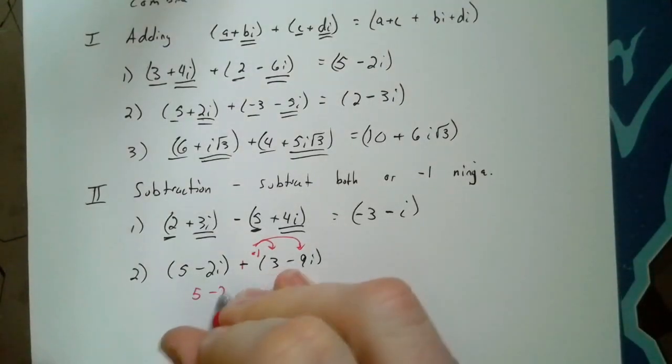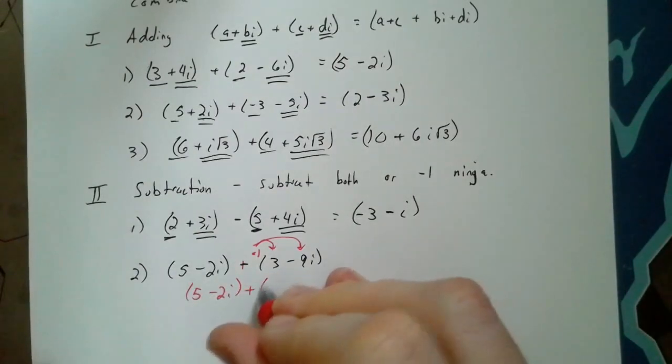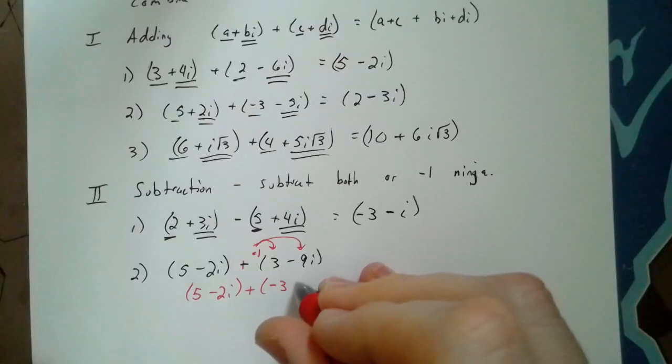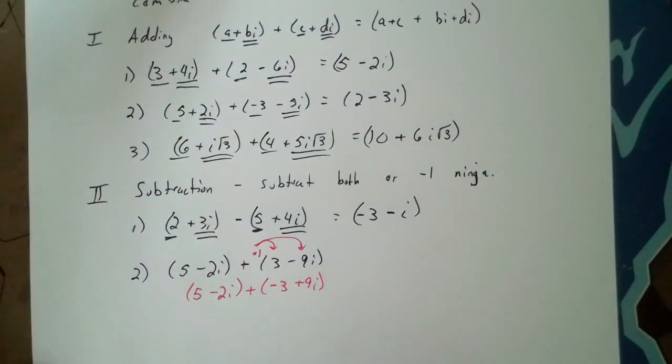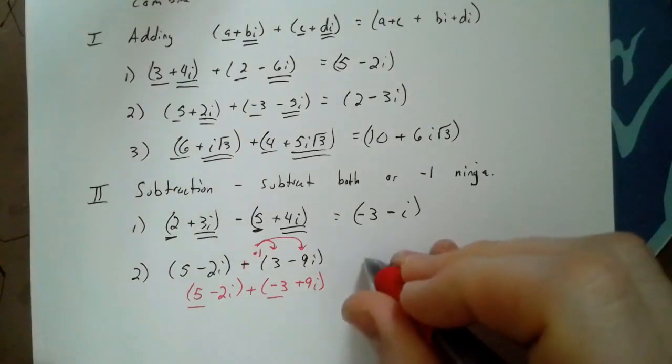So now I have 5 minus 2i plus, then when I distribute that, negative 1 times 3 is negative 3. Negative 1 times negative 9i is plus 9i. And now it's just like the addition problems we did previously. 5 plus negative 3 equals 2.